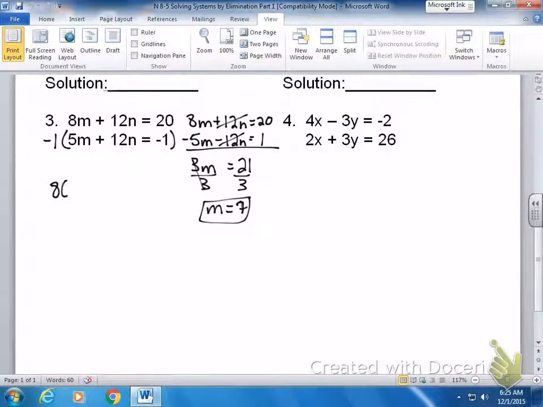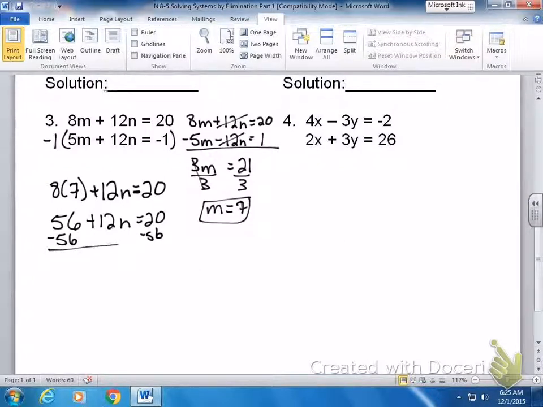So I have 8 times 7 plus 12n equals 20. Now I just solve that for n and I've got my answer. 8 times 7 is 56 plus 12n equals 20. I'm going to subtract my 56 from both sides. Those cancel, leaves me 12n equals 20 minus 56, which is negative 36. I then divide both sides by 12 to get n by itself, and I get n equals negative 3.